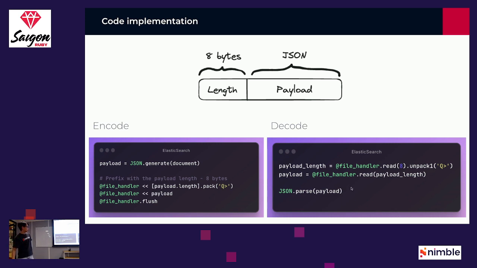I want the length, and then I want to read that amount of length. And then I parse it back. Okay? Does that make sense?